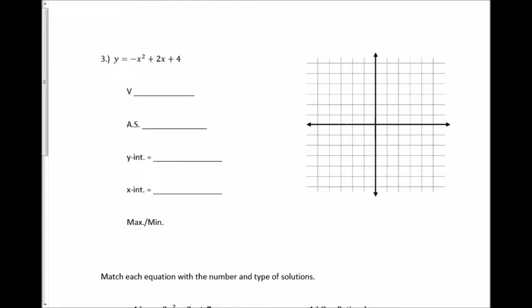For the next one, it's very similar. This is in standard form, so to find my vertex, I do the opposite of b over 2a, so that's a negative 2 over 2 times a negative 1 this time. So that's a negative 2 over negative 2, which is a positive 1. That's the x value for my vertex.